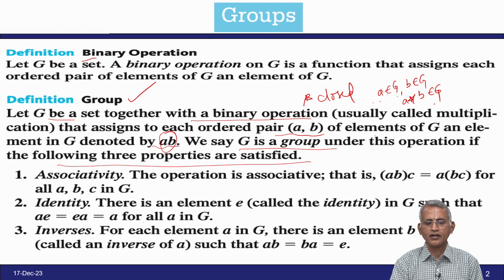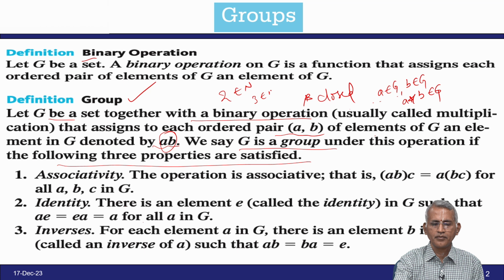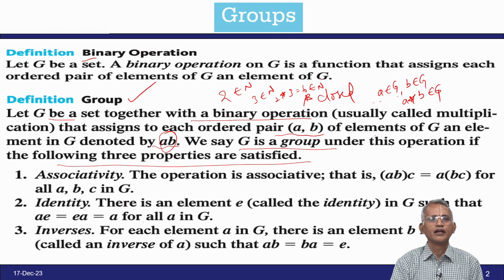You take an element 2 in natural numbers and 3 in natural numbers, then 2 star 3, meaning multiplication, gives you 6. Check whether it belongs to the same set or not, then it is said to be the closure property. So, keep these ideas in mind.